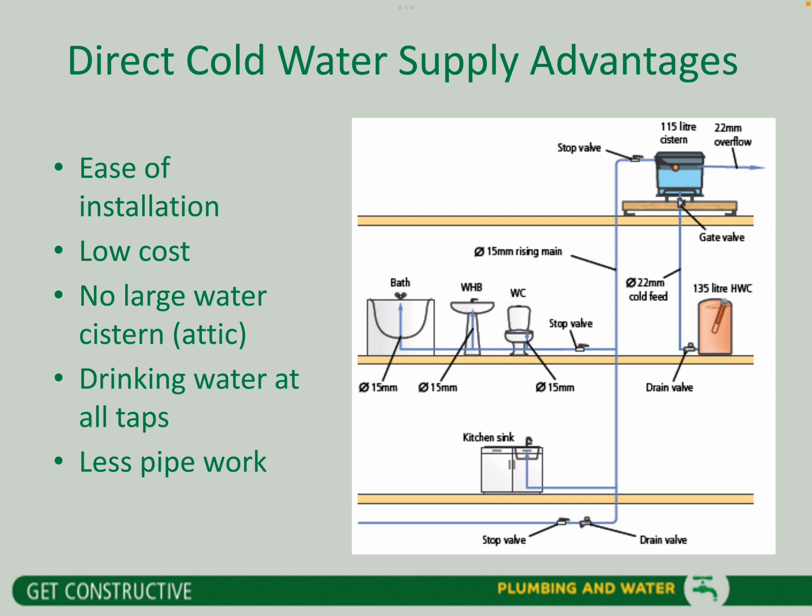Direct cold water supply advantages are as follows. First of all, you have ease of installation. Okay, so it's very easy to install. You just run the pipes directly from the mains coming in to each of your individual components. It's very low cost, okay, because you don't have excess pipework. There's no requirement for a large cistern in the attic.